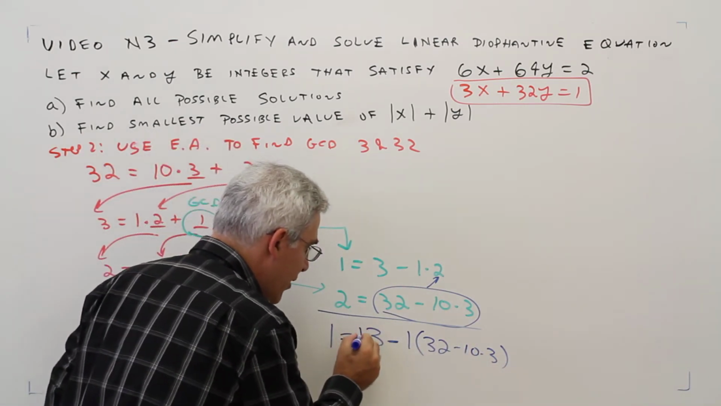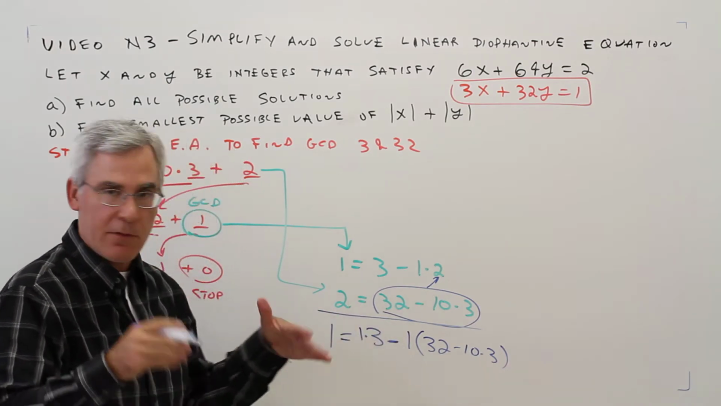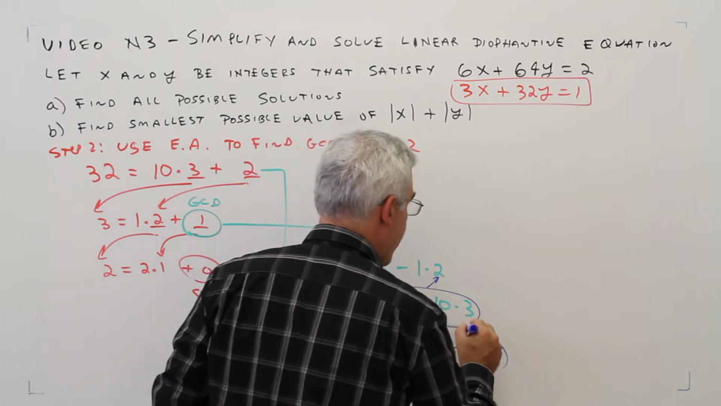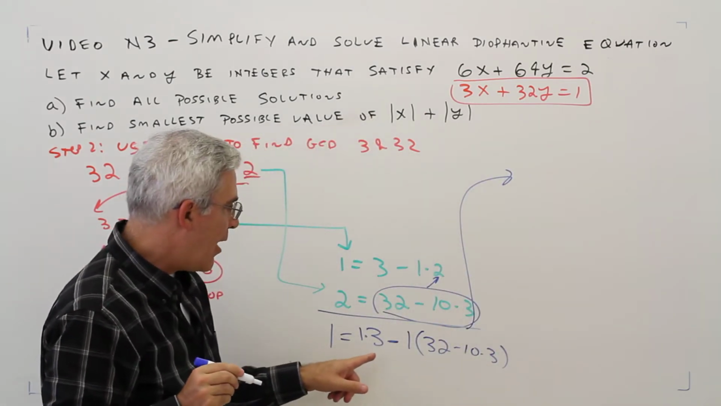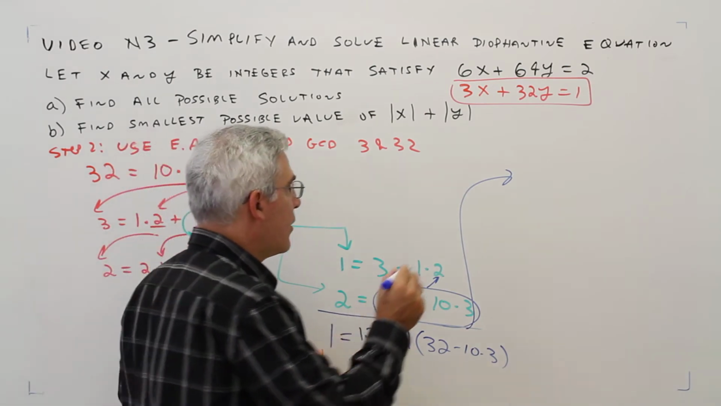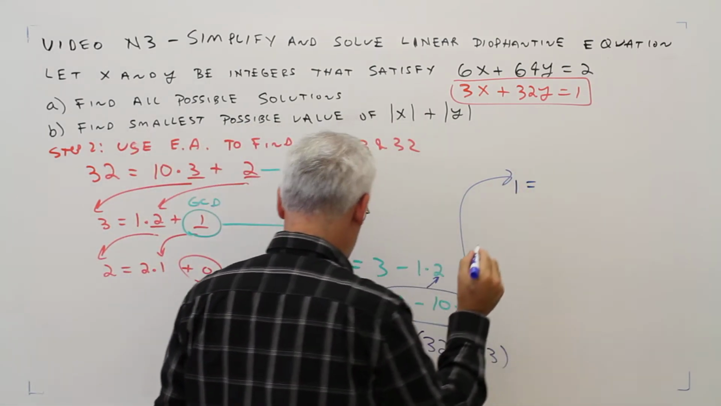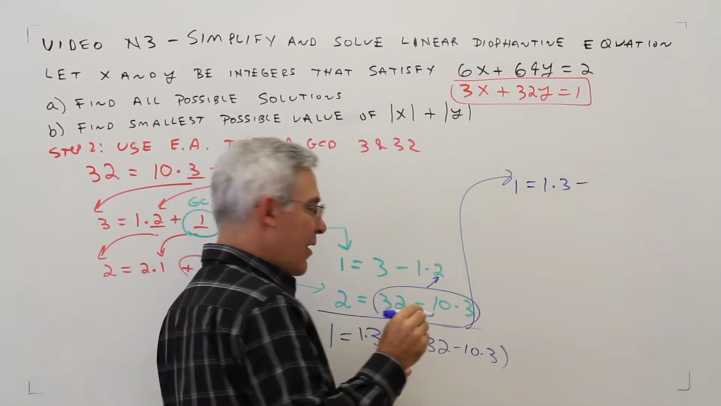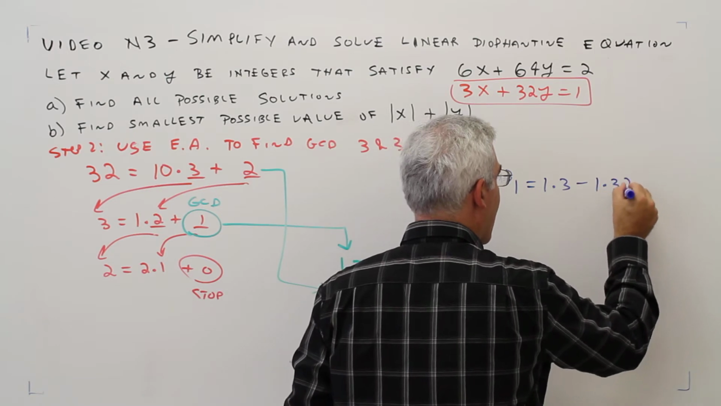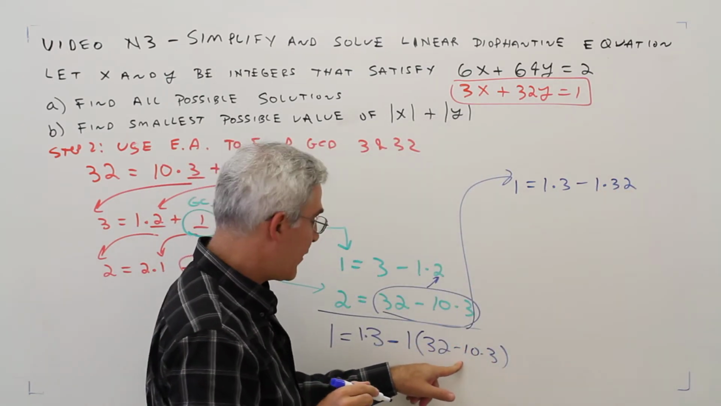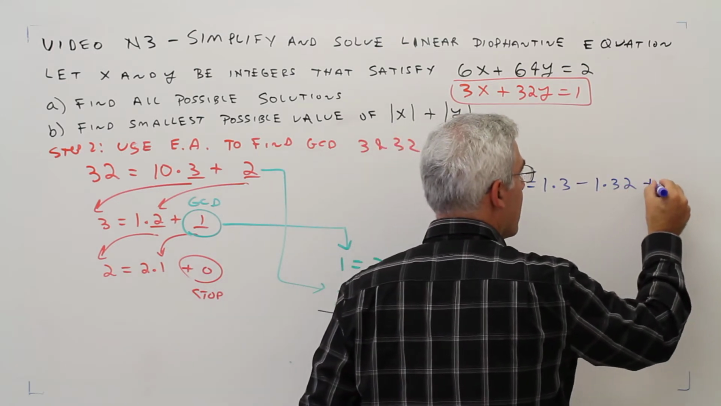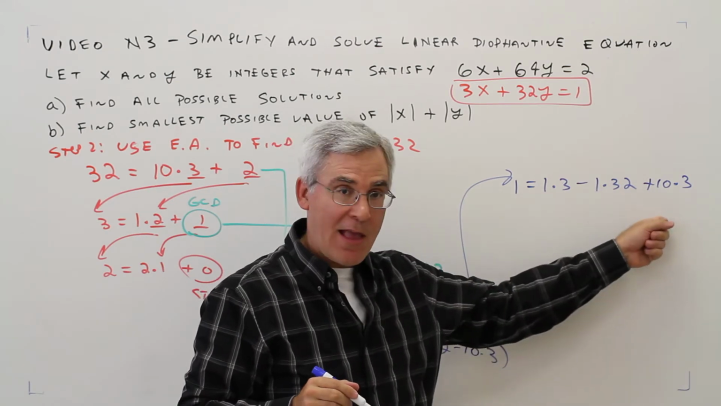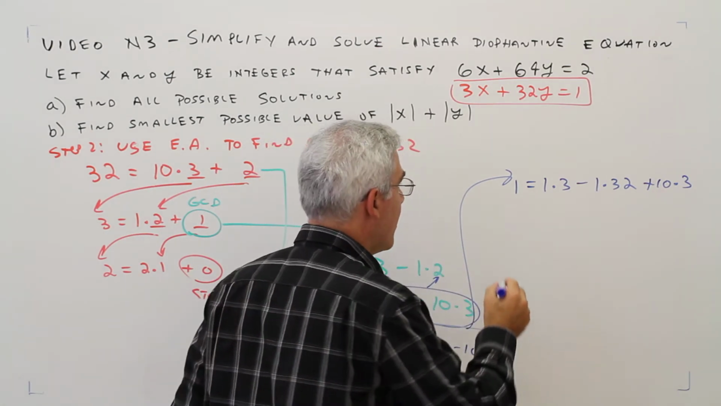Okay, and if you want to, you can put a 1 times 3 there, just if you see where I'm going with this. I'm running out of space, so I'll just bring this over to here. So now I'm just going to distribute the 1. So 1 equals 1 times 3 minus 1 times 32 plus 10 times 3. Then I've got a 1 times 3 plus a 10 times 3 makes an 11 times 3.